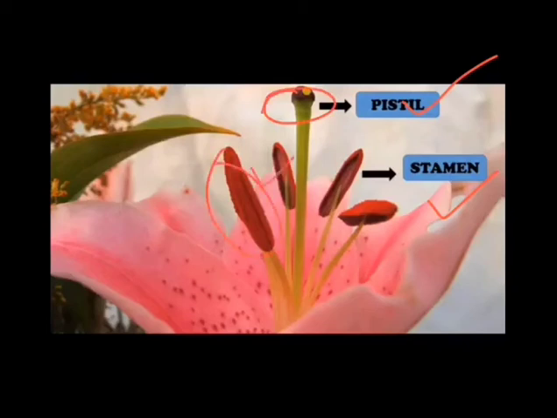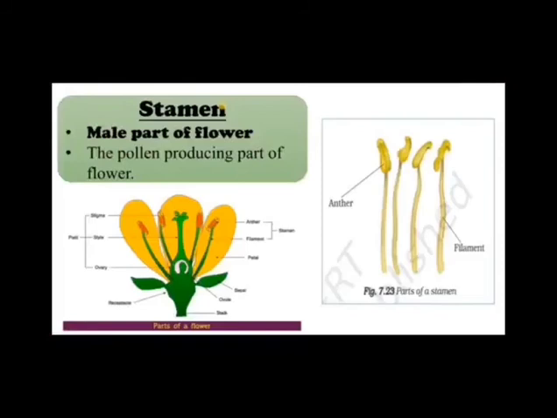Now we will study the pistil and stamen. Let's discuss the stamen first. The stamen is the male part of a flower. It is the pollen producing part of a flower. So what is a stamen? Stamen is the male reproductive part of a flower. This is a stamen and it has two parts. This one is known as the anther and this one is known as the filament. The anther produces pollen grains.